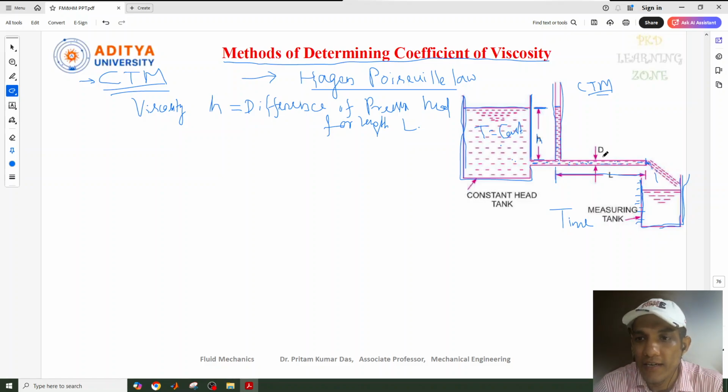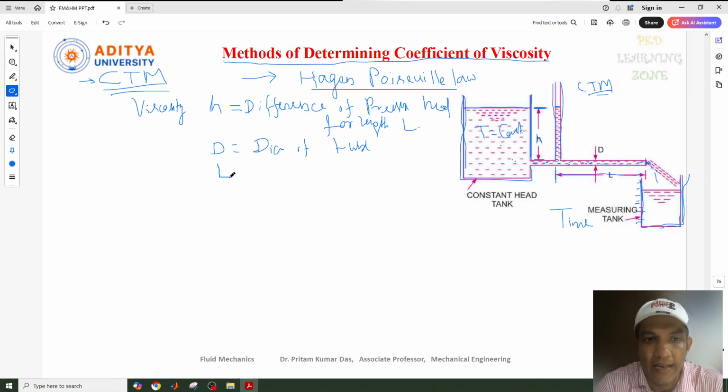And next is D, the diameter of the capillary tube. D is, you can say, the diameter of the capillary tube, or the pipe which is connected, this one. Okay. This is the diameter of the tube. Just write the tube.